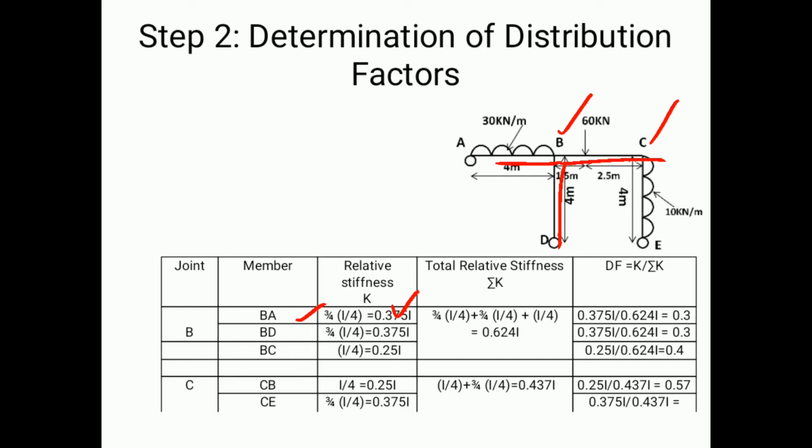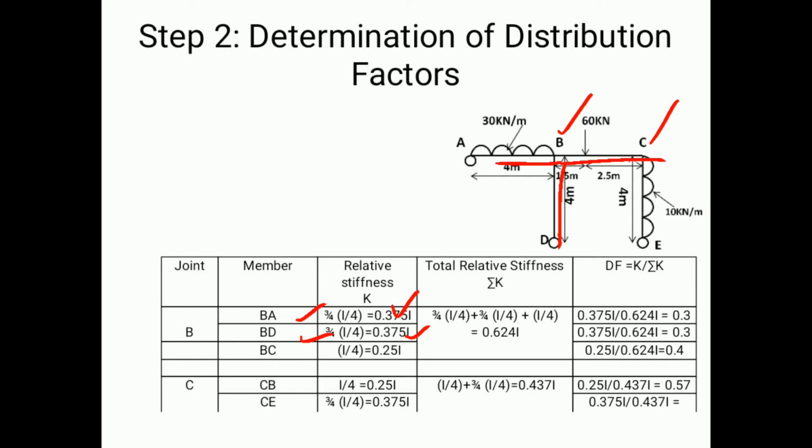Similarly, the second member of joint B, that is BD. Again, D is the farther end for B with BD as a member. D here is again a roller support, wherein the relative stiffness is equal to 3/4 of I by L. I remains the same throughout, but L here is again 4 meters. So it will be 3/4 of I by 4, that is 0.375 I.